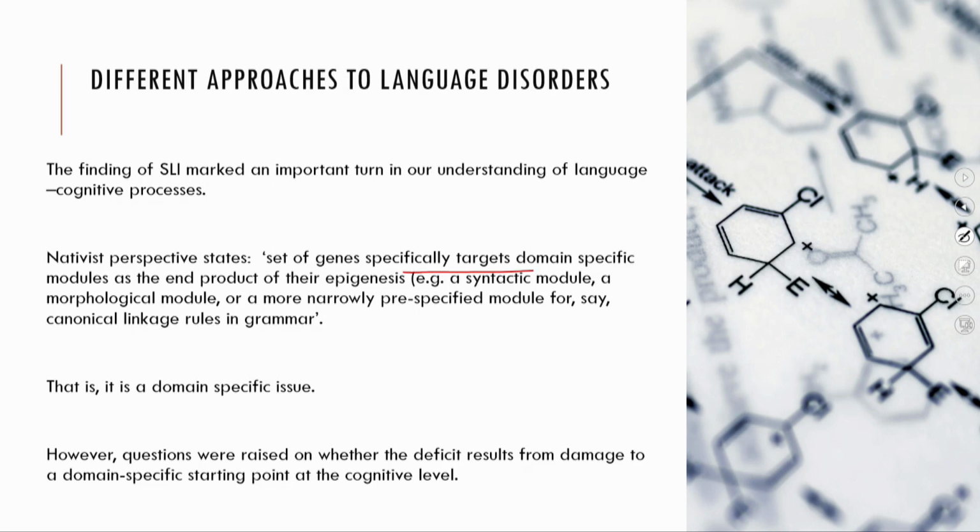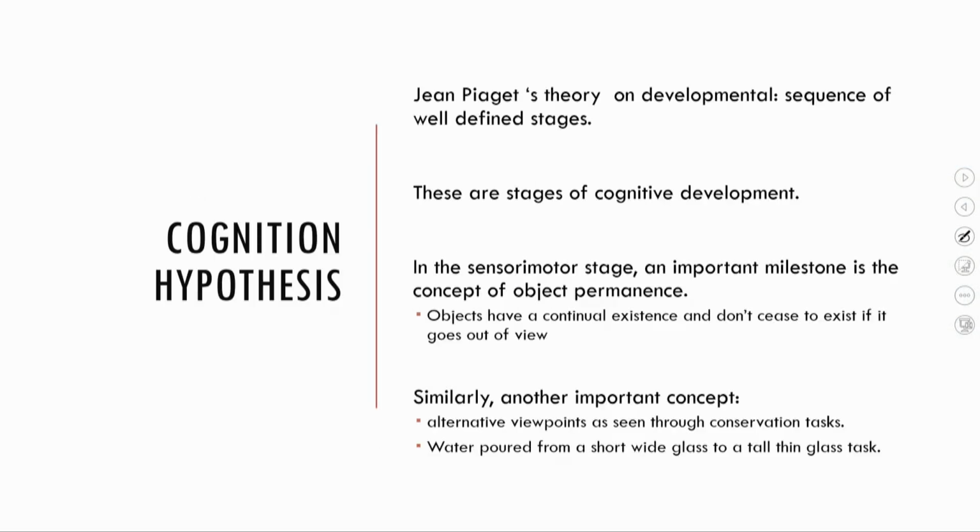So, for example, a syntactic module, a morphological module, or a more narrowly pre-specified module for, say, canonical linkage rules in grammar. Some specific grammatical property might be targeted by some specific genetic issues. That is the nativist approach, as a result of which we call this a domain specific issue. However, there have been many questions raised as to whether the deficit results from damage to a domain specific starting point at the cognitive level. There is no consensus on this, though there are lots of supporters of this view.